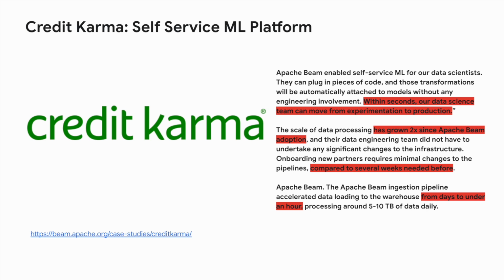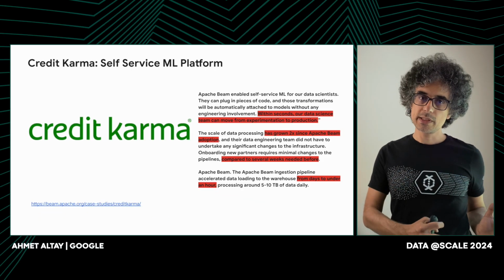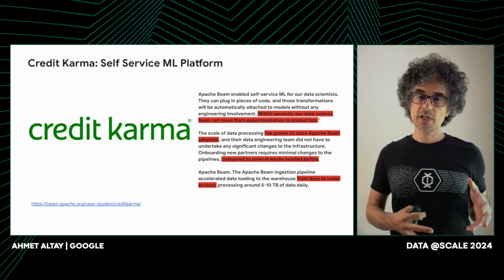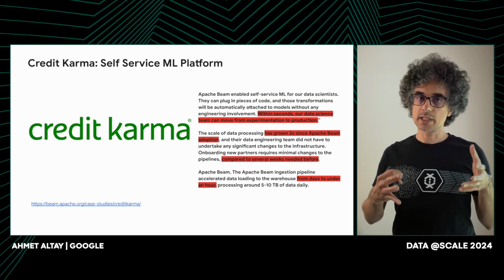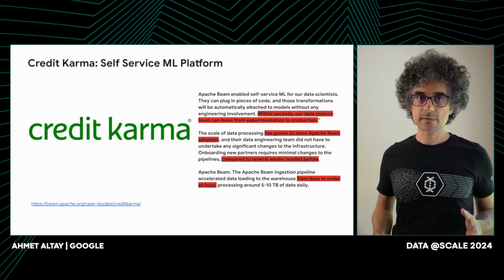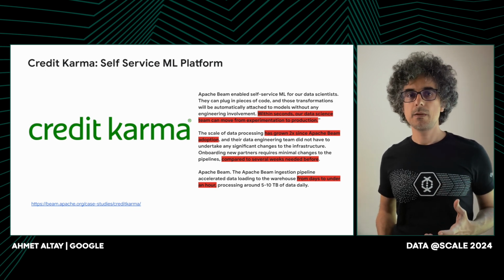And they were experiencing data latencies of up to days, and that was reduced to under an hour with BeamML. Finally, with BeamML, they were able to reduce the time to go from experimentation to production to just seconds. After they adopted Apache Beam for their internal self-service ML platform, they increased their internal usage by 2x. And how does Beam help with reliability?